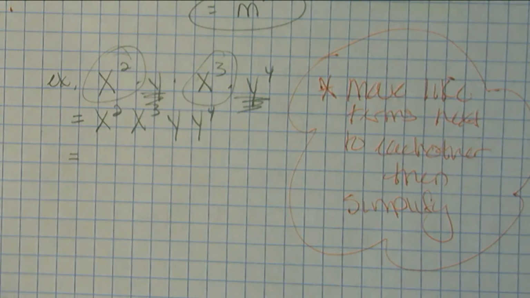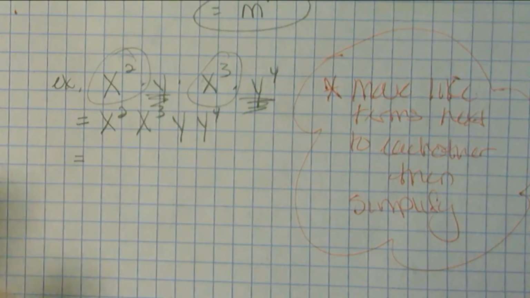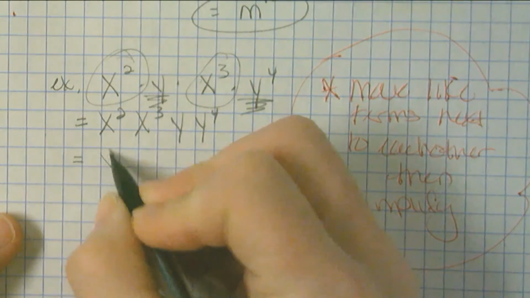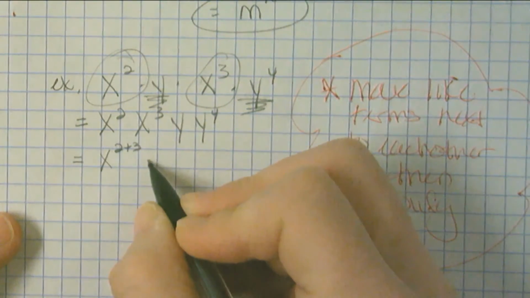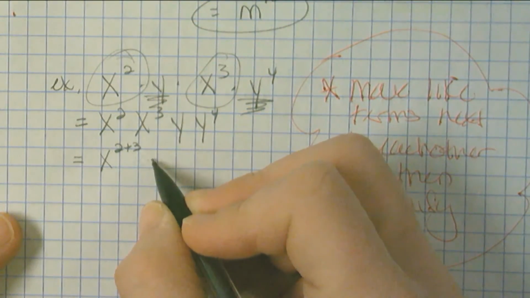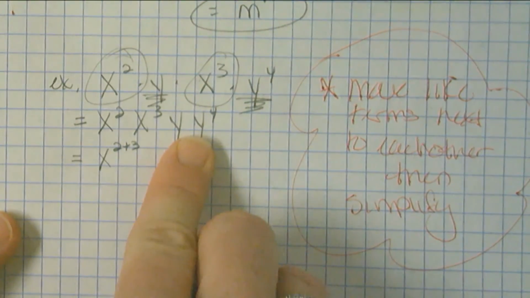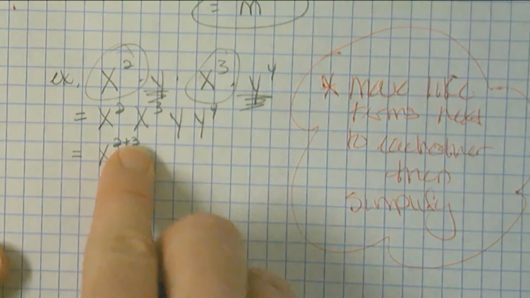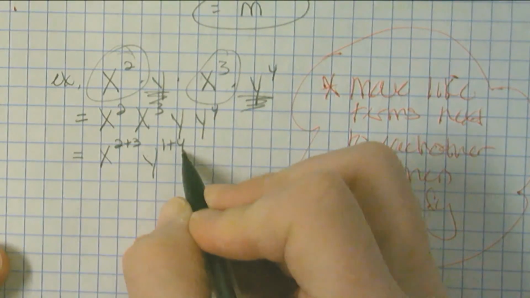Okay, someone tell me what to do here. Now that I've moved them next to each other, what do you want me to do? Emerson, what should I do? Excellent. So these are the x and these are y. So they have different bases, right? So I have x to the 2 plus 3, and then times y to the 1 plus 4. Does that make sense?